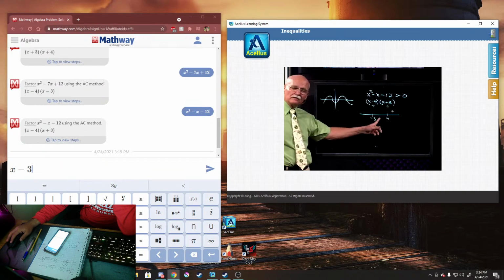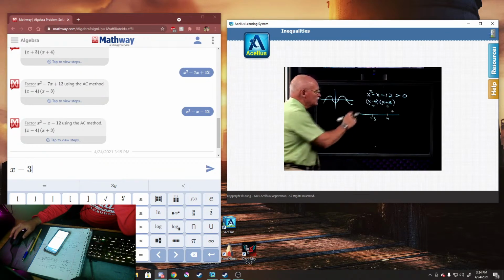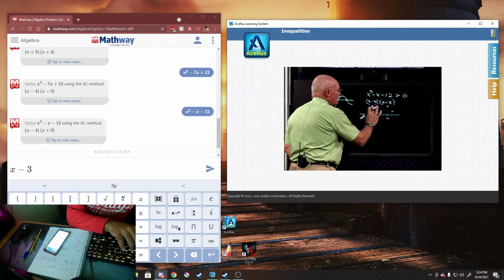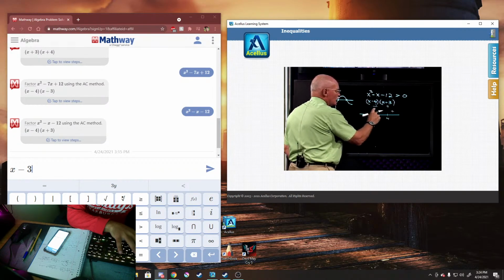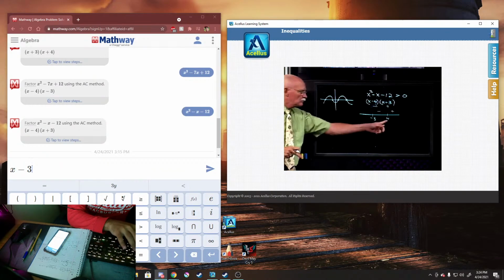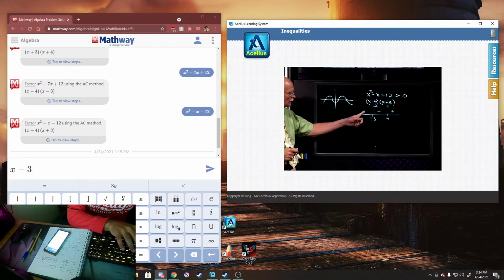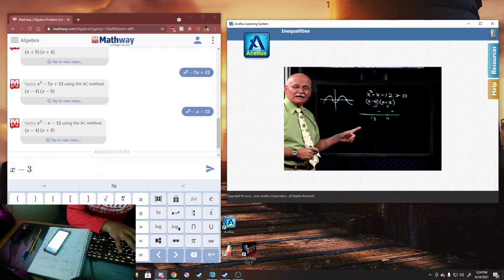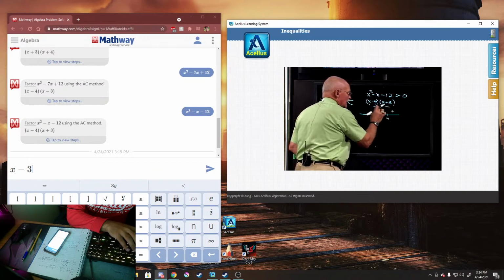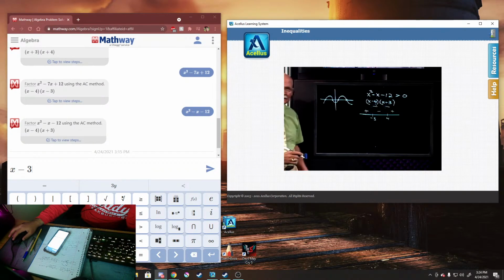But now take a number in the middle interval, like 0. 0 plus 3 is still positive, but 0 minus 4 is negative. And when you multiply a positive times a negative, you get a negative answer, right? So this parabola must dip below the x-axis in between those two numbers. And then if you come back over here to a number like negative 4, negative 4 minus 4 is negative 8, and negative 4 plus 3, now that one's negative. Negative times a negative, we're back to a positive again.